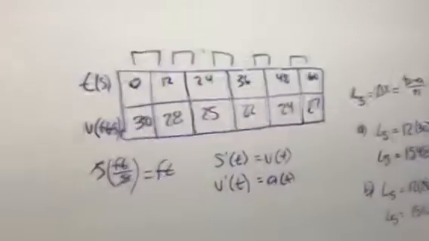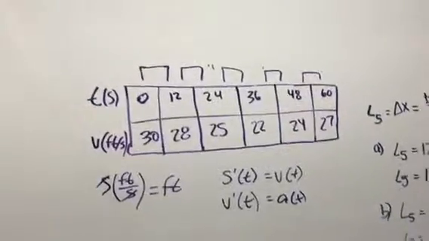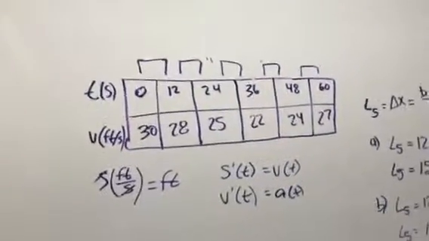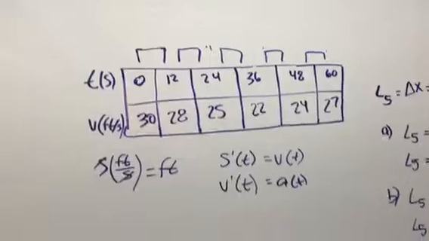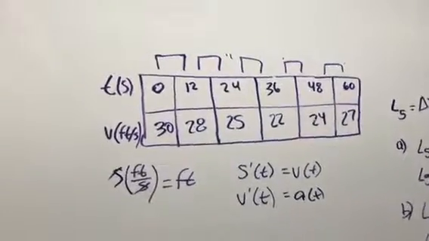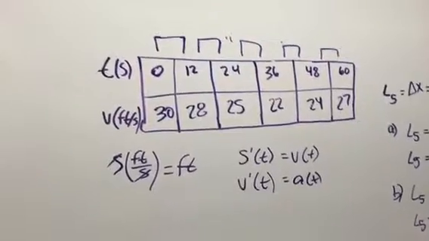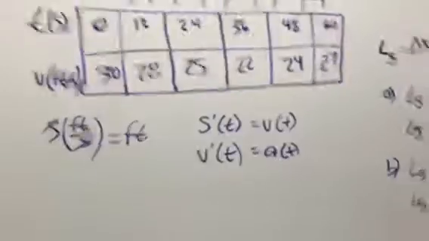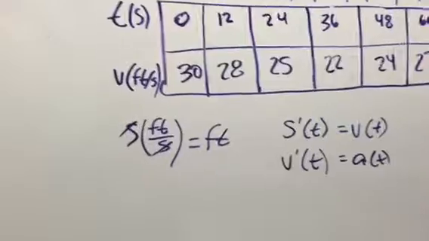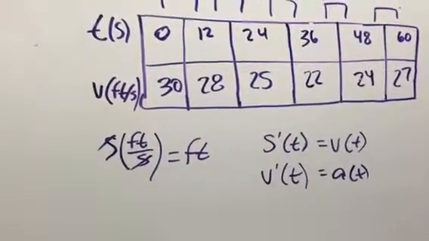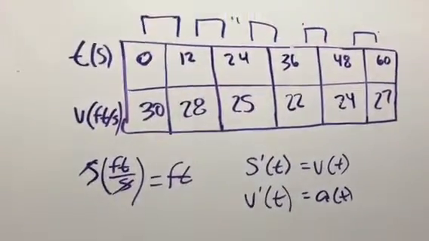To put right hand and left hand sums into action, here's an example. You're given time in seconds and velocity in feet per second. To cancel out the seconds, as I did here, you do seconds times feet over feet per second, and then the seconds cancel out and you're left with feet.